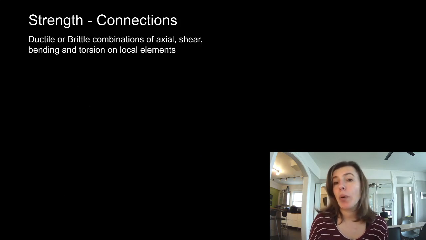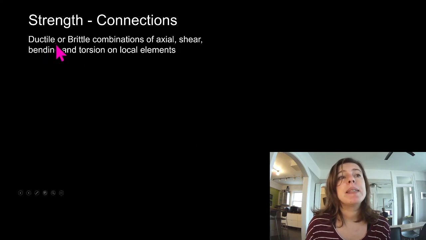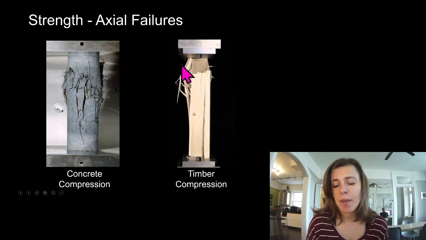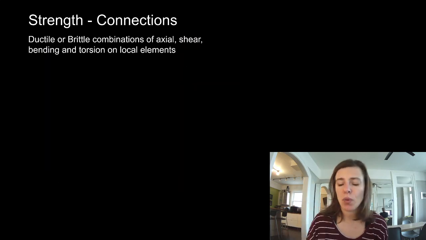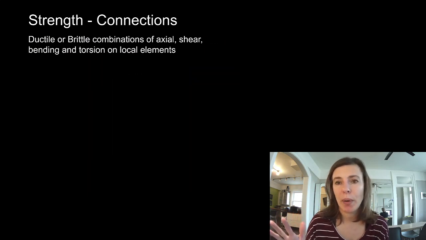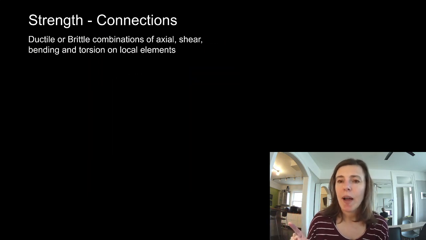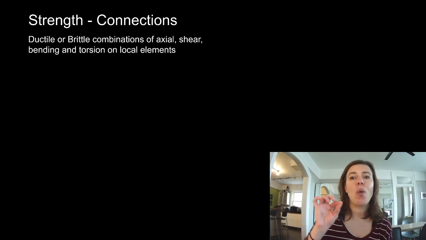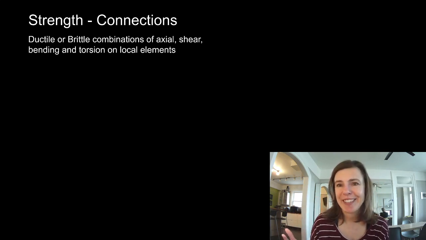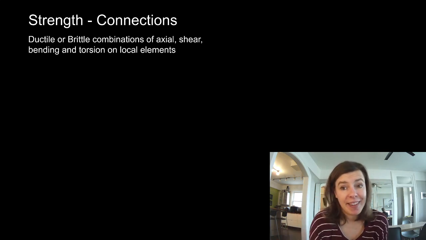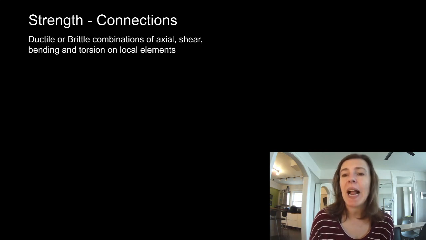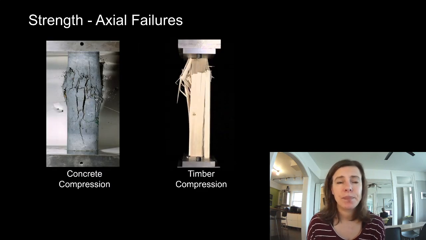Strength, we need to worry about connections and objects. Ductile or brittle combinations of axial, shear, bending, and torsion on local elements. I just wanted to highlight that we also worry about connections. The best way to show all of these concepts is to show failures. First off, they're the fun things to look at, and it helps us talk about these things.